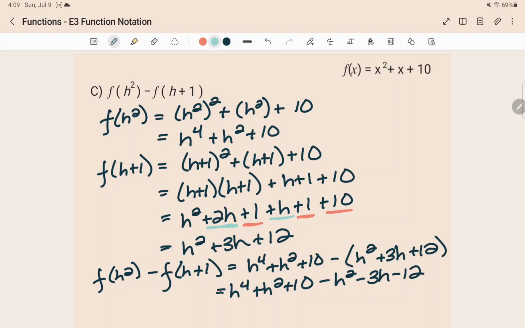And again, I combine like terms. There's only one h to the 4th. There's a positive h squared and a negative h squared. Those are actually going to cancel each other out. There's only one h term, so that stays the same. And then I'll combine positive 10 here and a negative 12 here. So grand total, h to the fourth minus 3h, and then minus 2. So f of h squared minus f of h plus 1 is going to give me h to the fourth minus 3h minus 2.